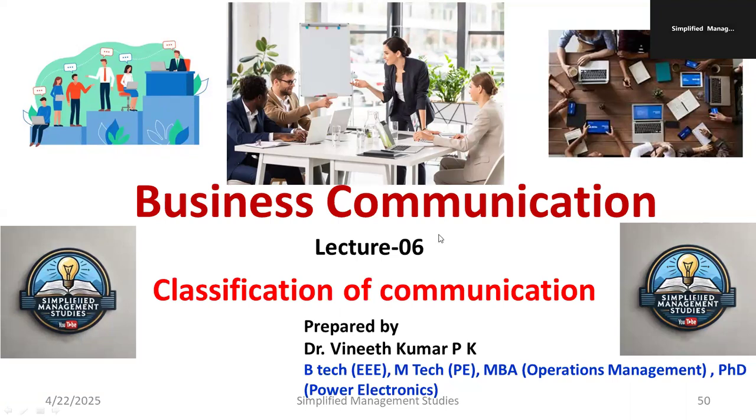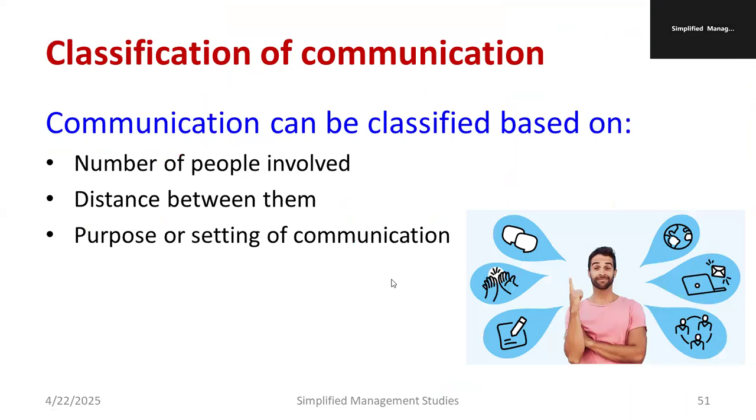In this session, I'm going to discuss the classification of communication in brief. So, first of all, let me ask you one thing. On what basis are communications classified? There are the following parameters. Number one, number of people involved. Number two, distance between them. And third one is purpose or setting of communication. These are the important parameters we are going to consider for classification of communication.